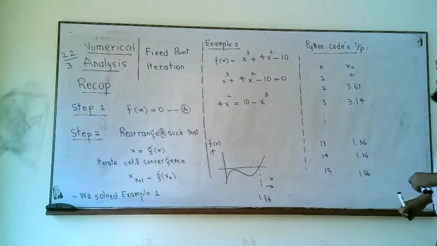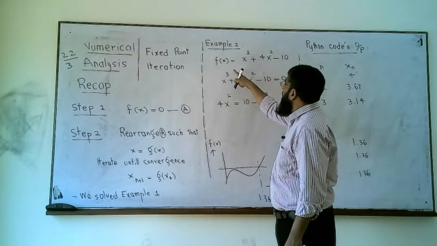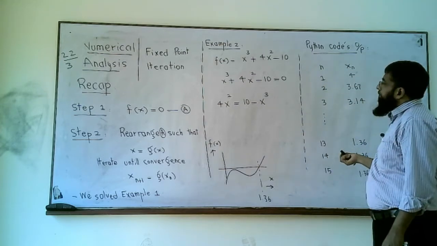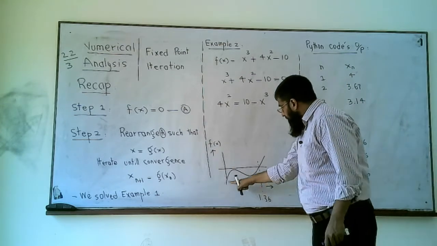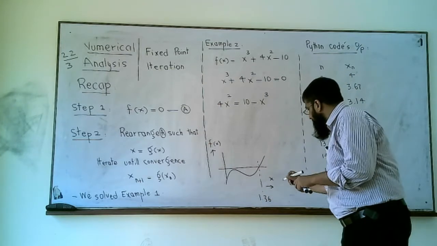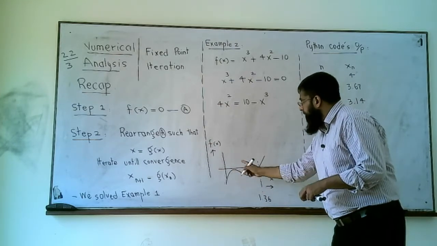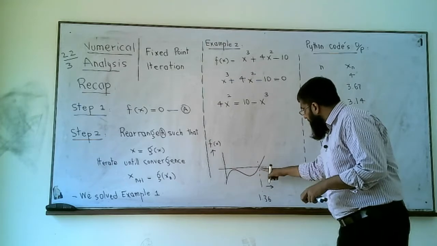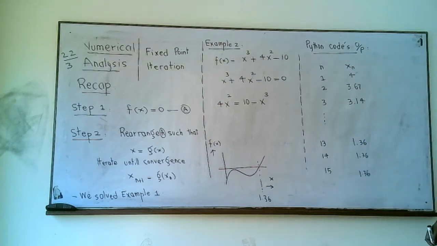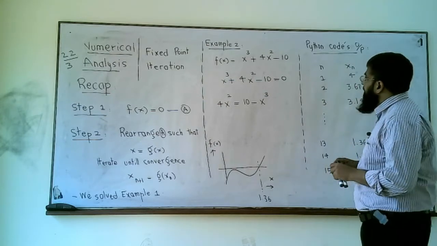So let's solve example number 2. In this lecture we'll solve this polynomial, f of x equals x cubed plus 4x squared minus 10. We need to find the root for this polynomial. If we plot it, it seems to pass through 0 at x equal to 1.36. At this point it comes pretty close to 0. F of x isn't exactly equal to 0, but it passes through 0 at x equal to 1.36. So actually this is the root we are in search of, 1.36.